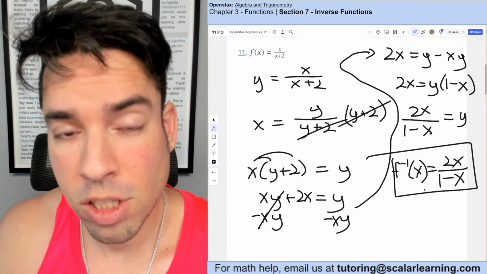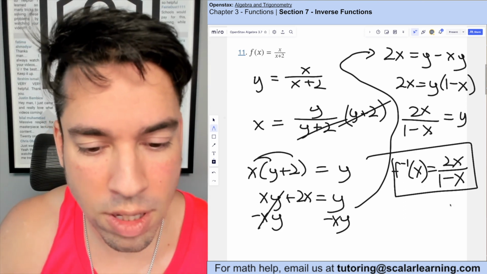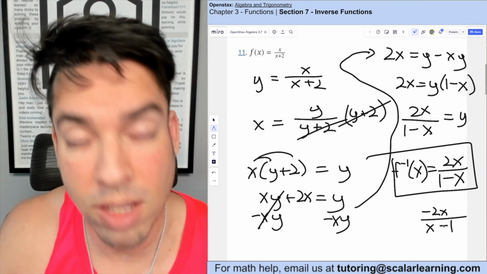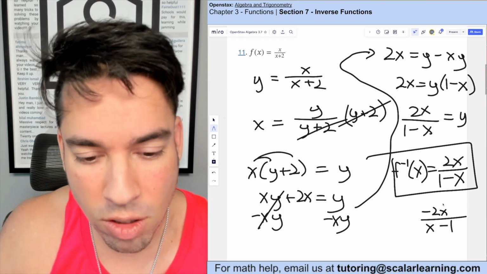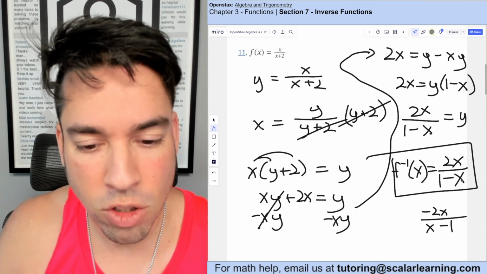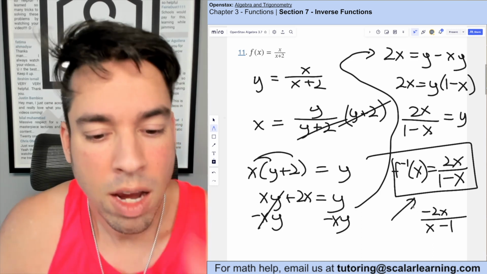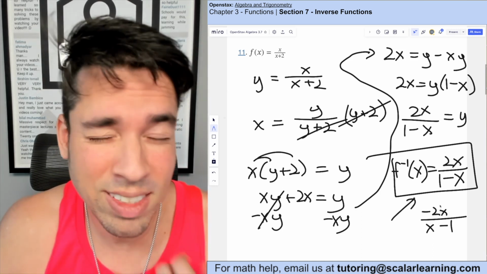Boom, done. And just as a quick caveat, in the answers, they have it as negative 2x over x minus 1. Just want to point this out. This is the exact same thing. These are identical. All they've done is they factored out a negative 1 in the denominator and thrown it up top. I like this way better. I'd rather not have a negative numerator, but they're exactly the same.